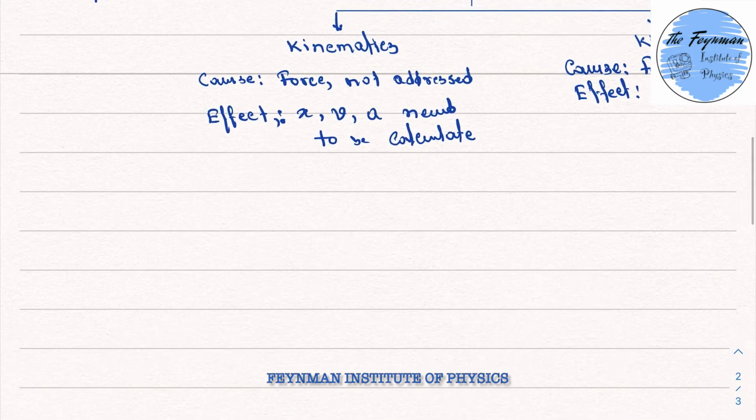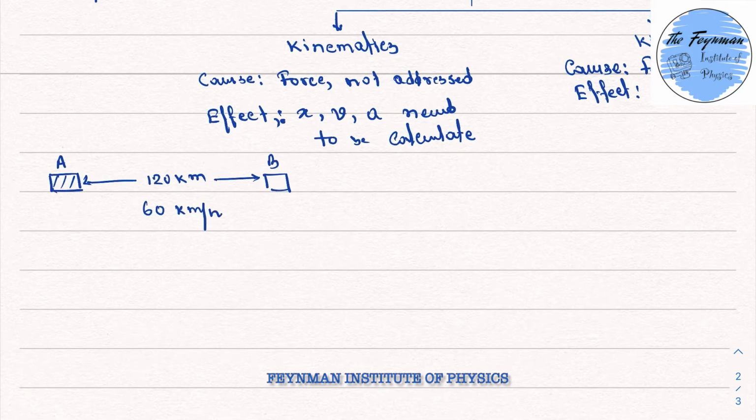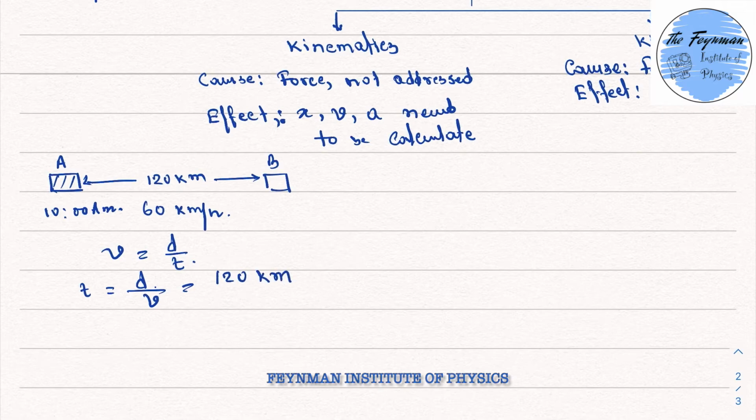Now the difference will be clear if we take up an example. Suppose we have two stations, station A and station B, situated say 120 km apart. Now a train moving with a velocity of 60 km per hour leaves station A at 10 a.m. So when will the train reach station B? As the velocity is constant, we can use the formula v = d/t. So time t = d/v. Here d is 120 kilometers and velocity is 60 kilometers per hour, so the time required will be 2 hours. So obviously the train will reach station B at 12 p.m.